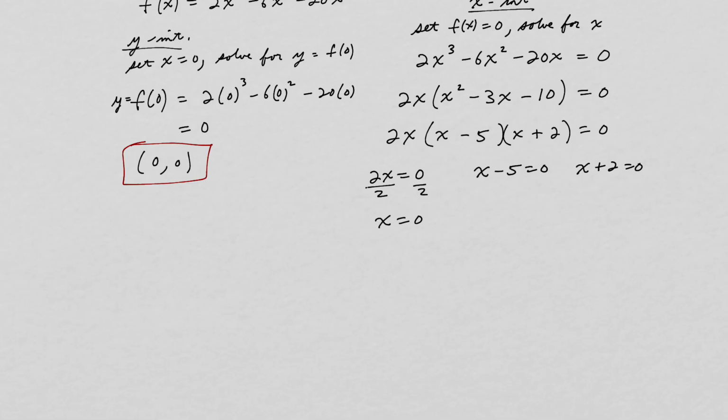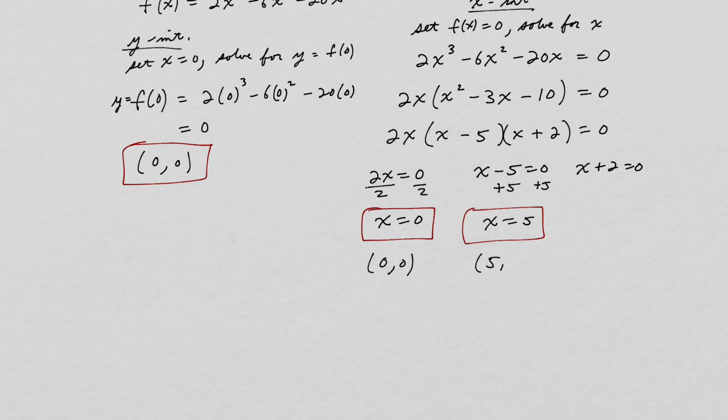So that's one solution, which again is saying that the origin is also an x-intercept. Then this possibility gives me, if I add 5, x equals 5. So that says the point (5, 0) is an x-intercept. And this one gives me the solution x equals negative 2. So that's saying that (-2, 0) is another x-intercept. So these are my 3 x-intercepts.